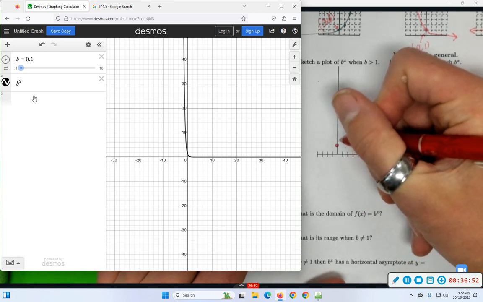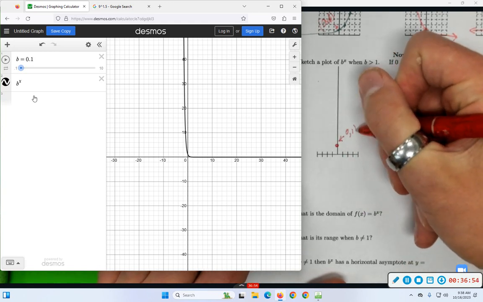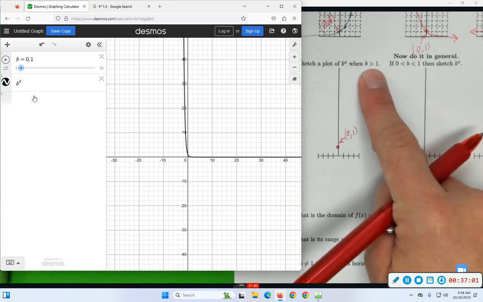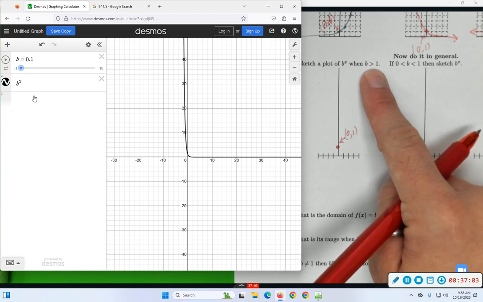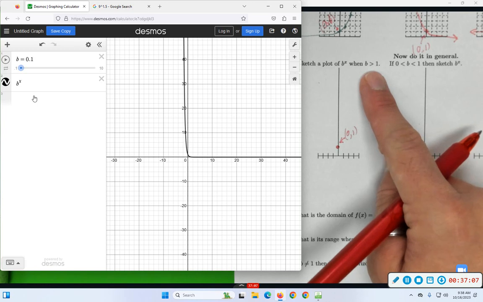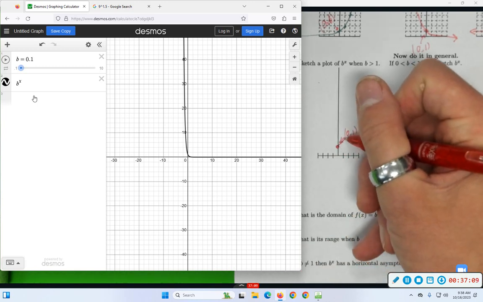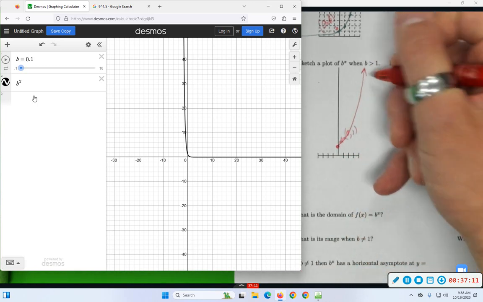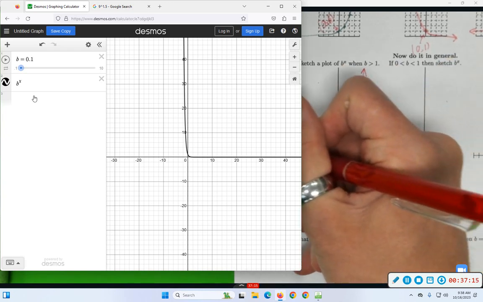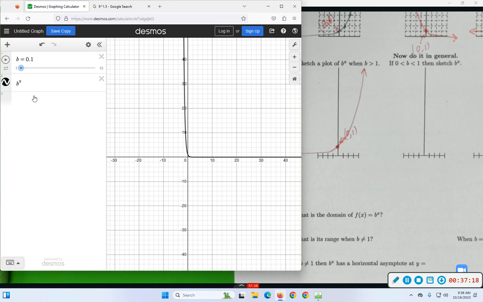It will always pass through this point, 0, 1. Anything raised to the 0th power is always 1. If b happens to be bigger than 1, then you're going to multiply by something bigger than 1 a bunch of times as x gets big. Well, that'll get big. When you put negative powers of x in, well, you're going to divide a bunch of times. You'll get that horizontal asymptote, but it'll be as x goes to negative infinity only.